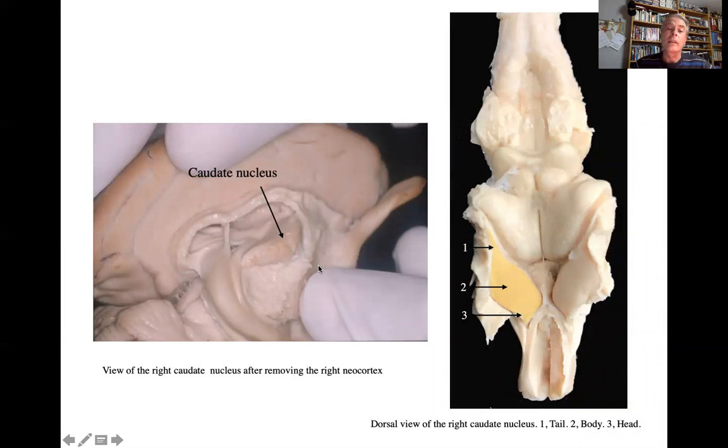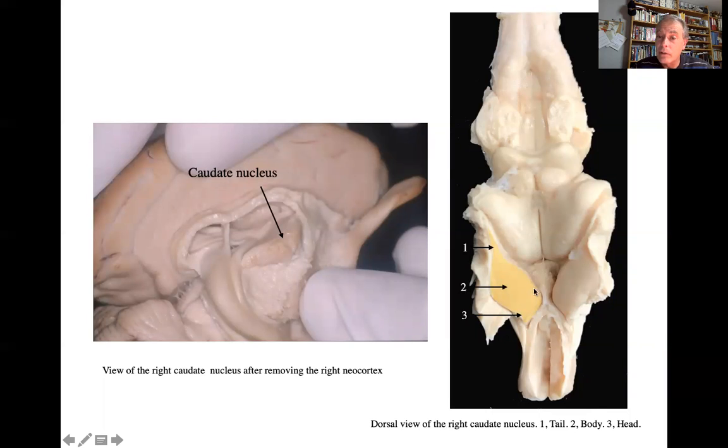For a 3D image of the caudate nucleus, we have to do a dissection. Here I have removed the neocortex of the right cerebral hemisphere. And we have the hippocampus and the olfactory bulb that form part of the paleocortex. Okay, we have the corpus callosum here, the cingulate gyrus that continues with the parahippocampal gyrus. And as you see, there's a structure here that is an orange-like structure. This is the caudate nucleus. And here we have the lateral ventricle. And it is called a caudate nucleus because it has a tail.